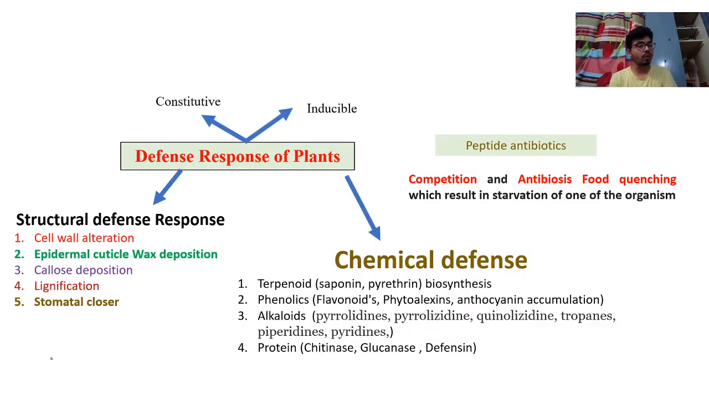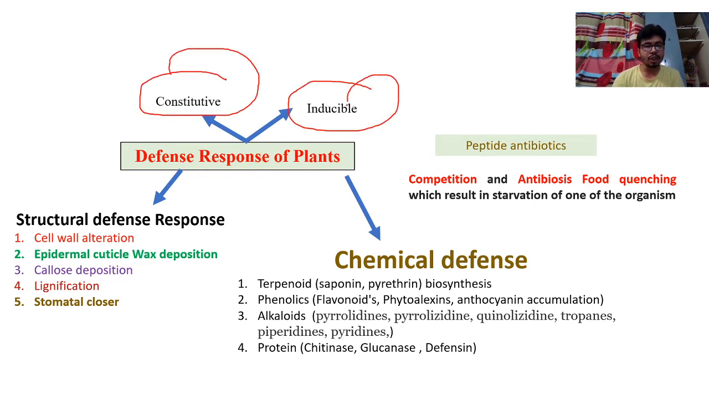So now come to the story. Defense response in plants may be a structural defense, maybe a chemical defense, or the defense mechanism may be constitutive, as you can see here. So it can be constitutive and it can be inducible. Inducible means you are responsible for that. You will induce that disease and you will try to know the defense mechanism of the plant. So this is a really interesting topic for plant pathologists.